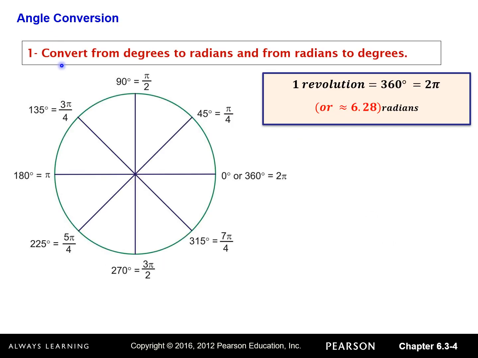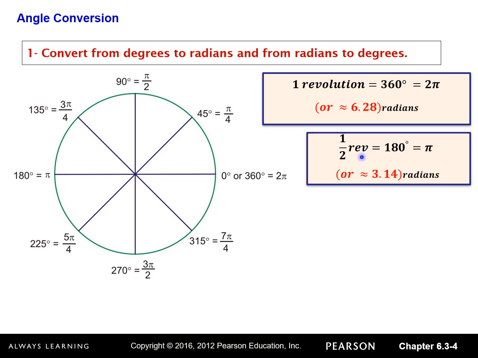We can convert angles from degrees to radians and from radians to degrees. Let us see the relationship between degrees, radians, and revolution. 1 revolution is equivalent to 360 degrees, and in radians, that is equal to 2 pi radians. Pi is approximately 3.14, so 2 times 3.14 is equivalent to 6.28 radians.